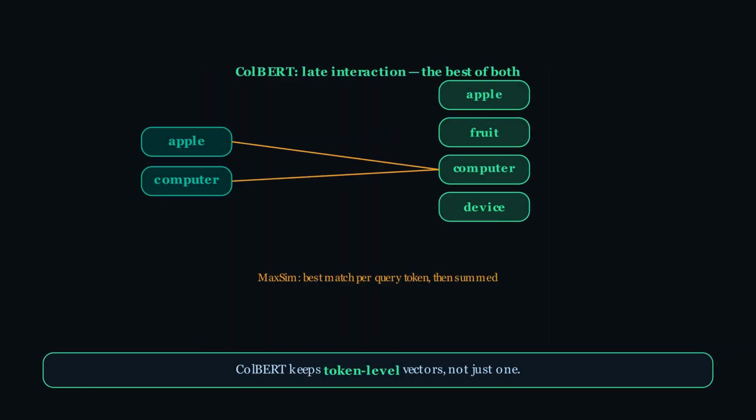Instead of one vector per document, it keeps every token's vector, and at query time computes the maximum similarity between each query token and any document token, the MaxSim operator. This lets "Apple Computer" correctly latch onto the technology sense of Apple, distinguishing it precisely from apple fruit.